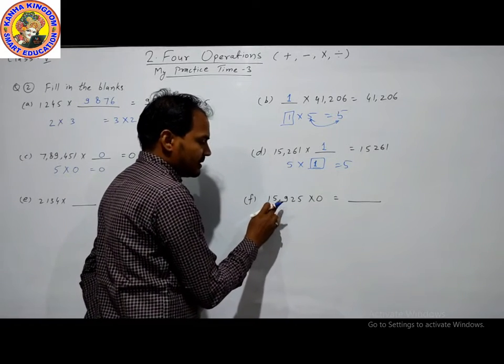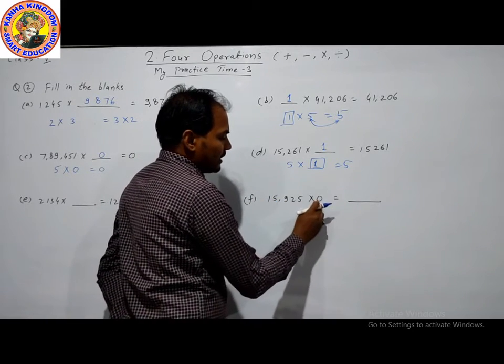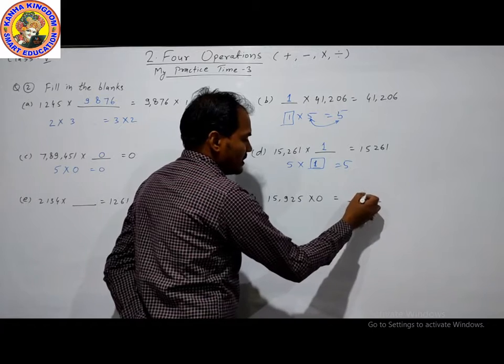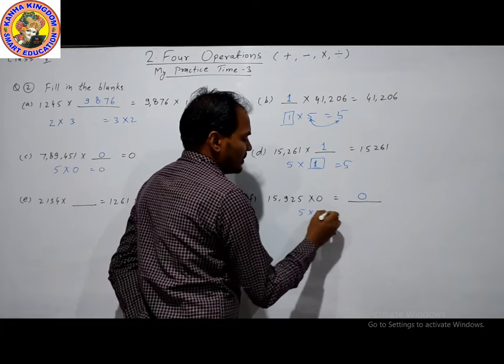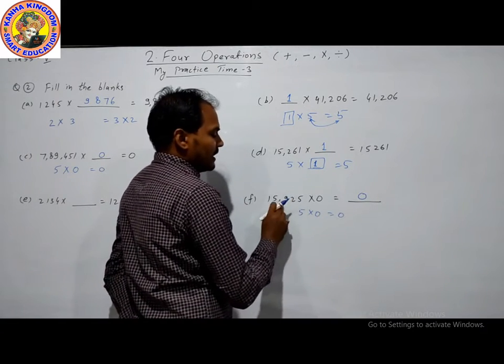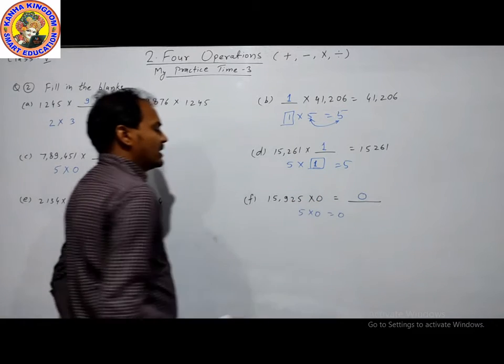Let's take another question. A number multiplied by 0. So the answer is 0 because 5 into 0 is equal to 0. When a number is multiplied by 0, the answer is 0.